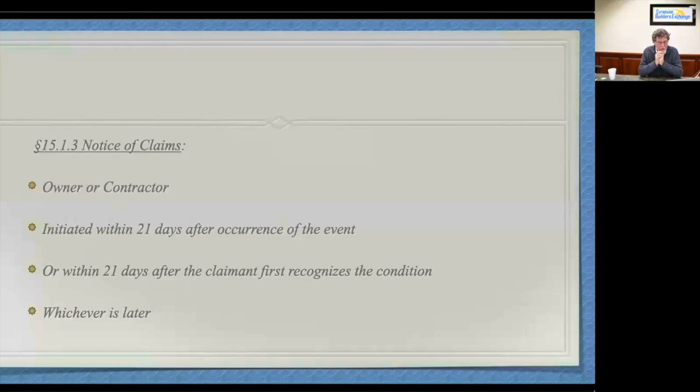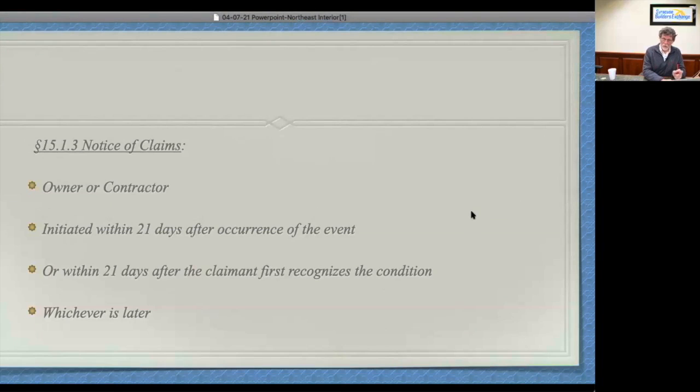So just like Broome County got to walk away from $100,000, DASNY got to walk away from either 70 or 200, depending upon whose number you wanted, just because a contractor didn't strictly comply with a notice clause. If all of this seems unfair to you, I agree, because it is. But it is what it is. It's the way the courts are dealing with these things. So you gotta be careful. 21 days means 21 days.